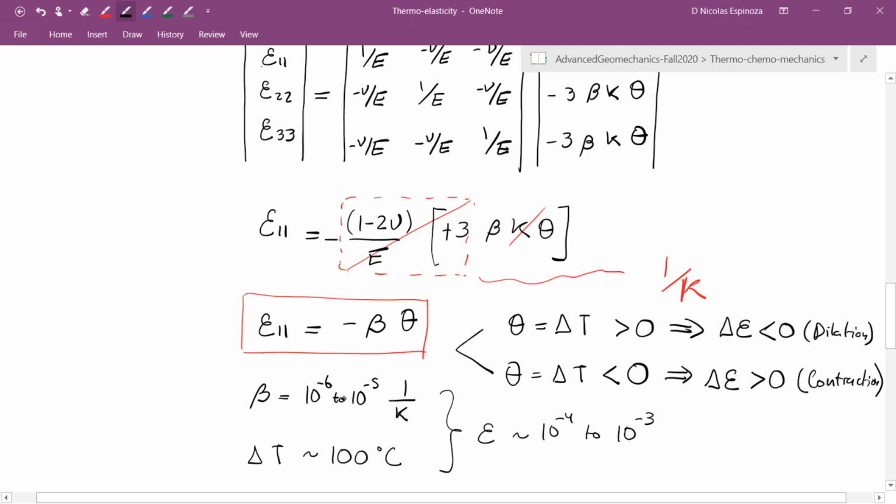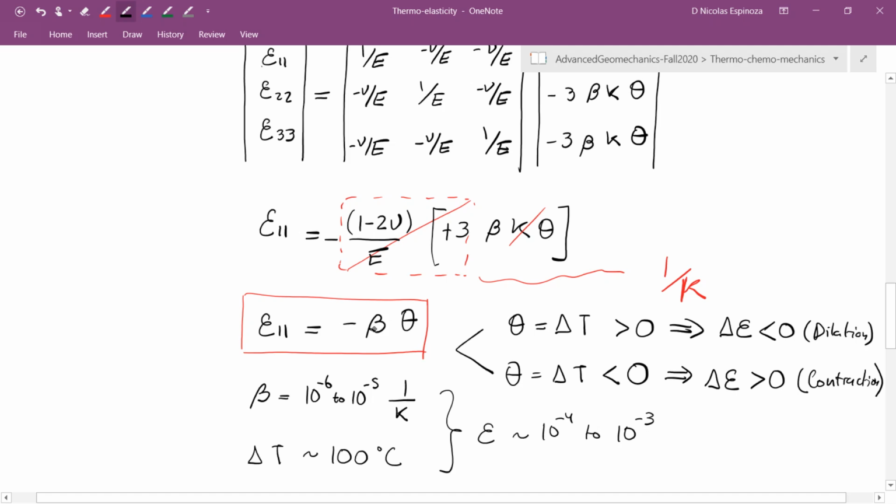And these strains are not that negligible. They look very small. And probably for soft sediments in which you have strains in the order of percents, this is quite small. But for rocks, it is not. And therefore, we're going to see that such thermal strains could be quite important in applications of rock mechanics.